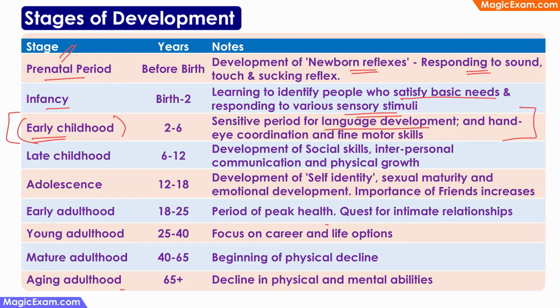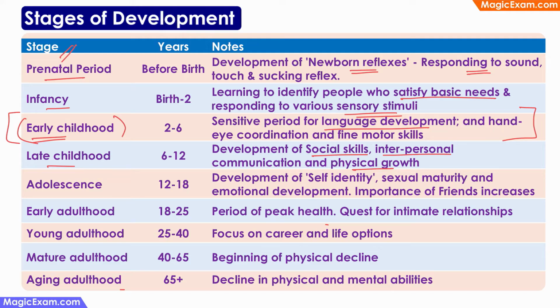And then comes late childhood. In late childhood, the child starts to develop social skills and interpersonal skills. That is, the child is learning to interact with the people around himself or herself. And there is also a lot of physical growth that happens in this stage.